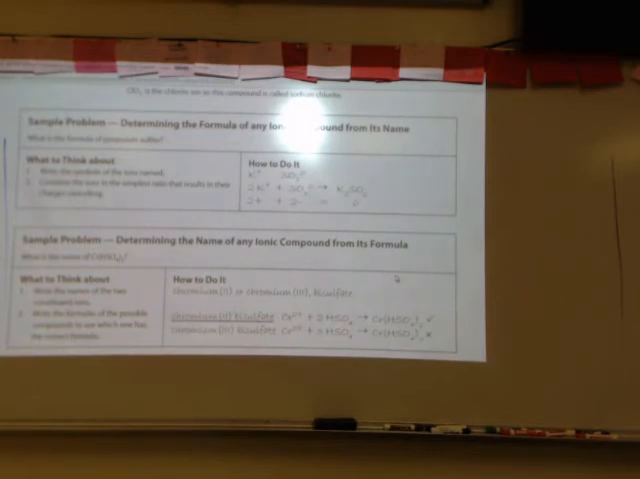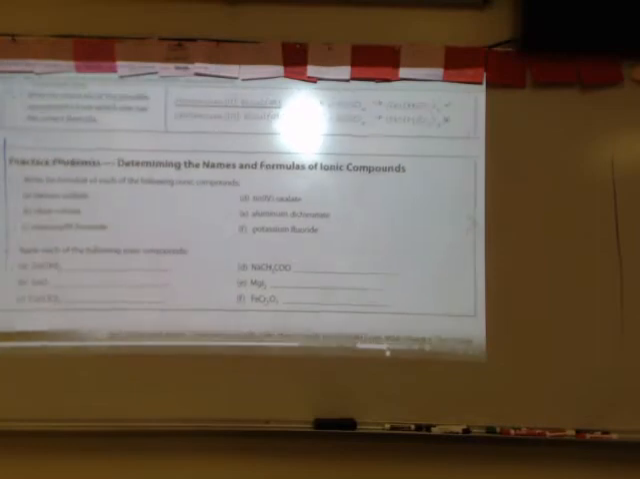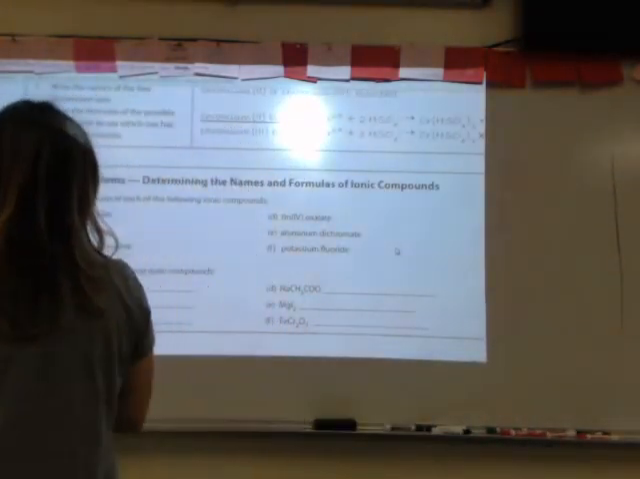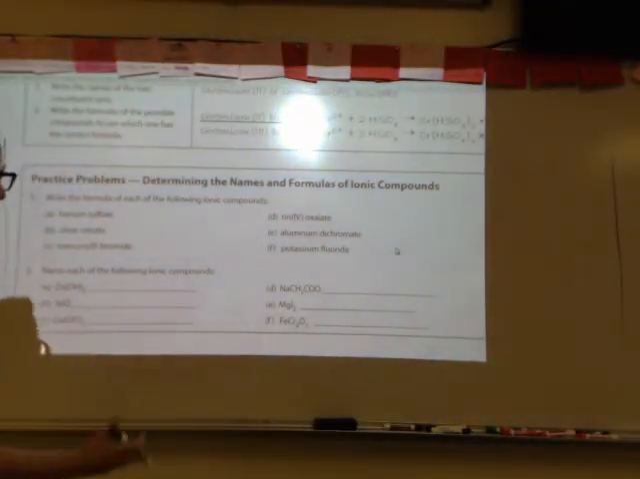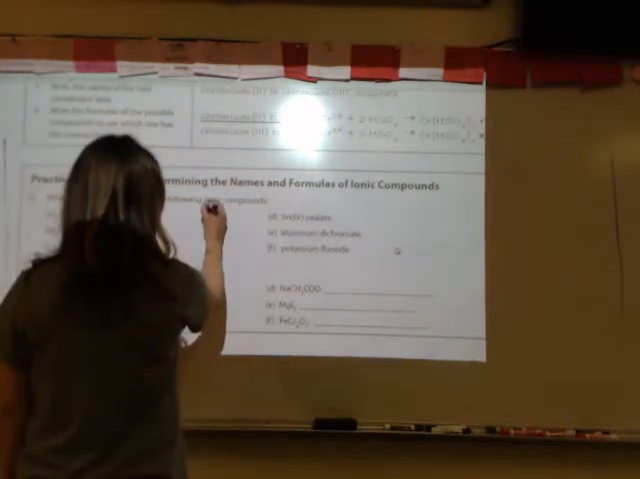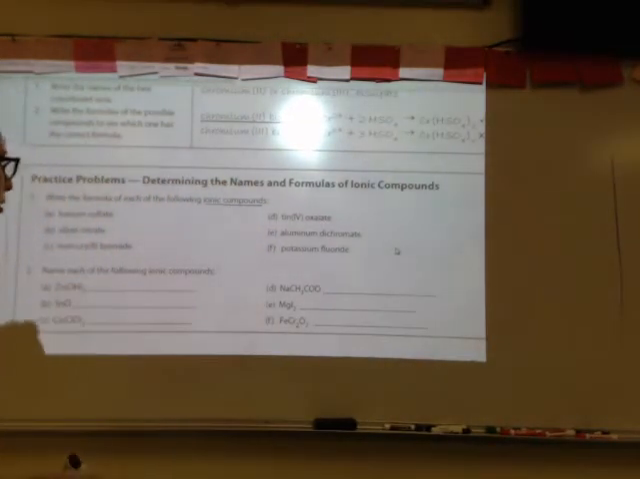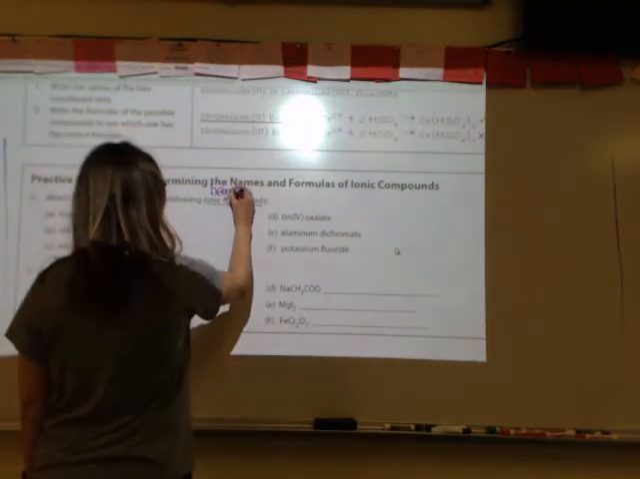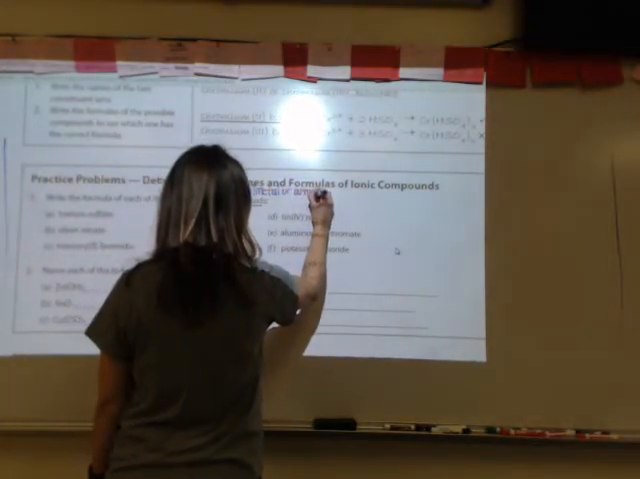Okay, now let's take a look at some practice problems here. Write the formula for the following ionic compounds. Now, these ionic compounds are also going to contain a polyatomic ion. Just so you know, ionic compounds, technically, are any compound that contains a metal or the ammonium ion. So ionic compounds will begin with a metal or the ammonium ion.